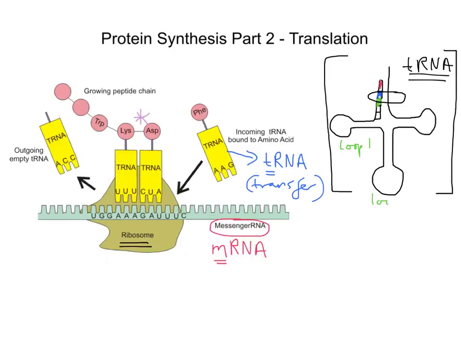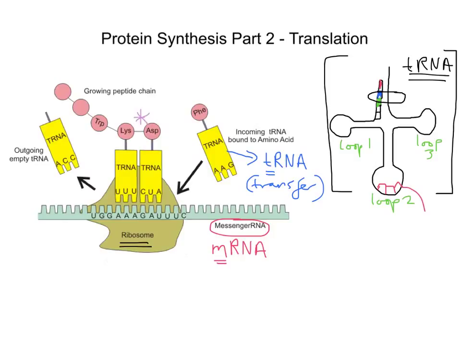We've got loop 2 down here, and then we've got loop 3 over here. We have what's called the anticodon at the bottom. Now again, this isn't drawn to scale, but the anticodon is a set of 3 bases that correspond to 3 from the messenger RNA. So 3 bases in the messenger RNA are called the codon, so a particular sequence of 3, and the corresponding complementary pairs to that are found on the anticodon.